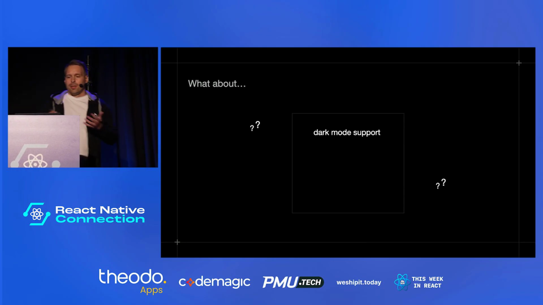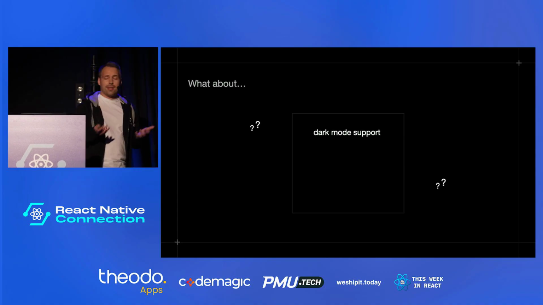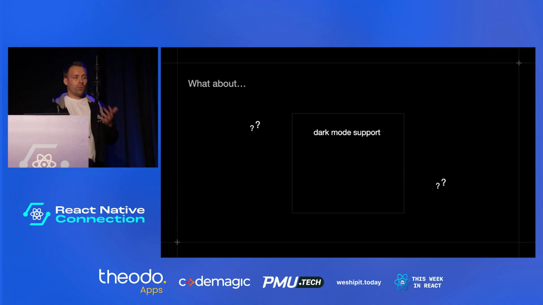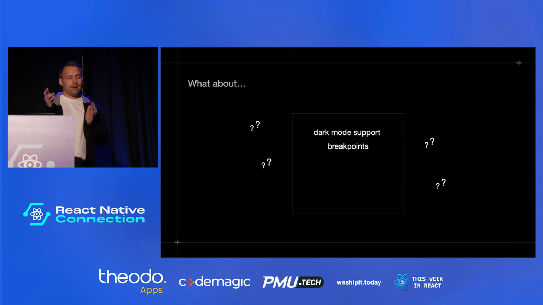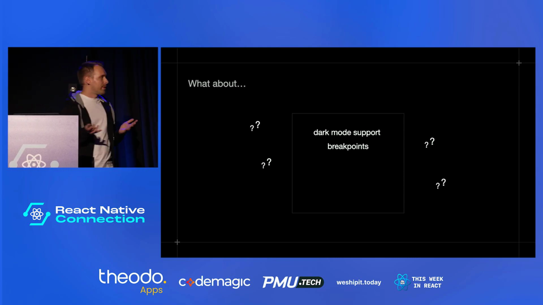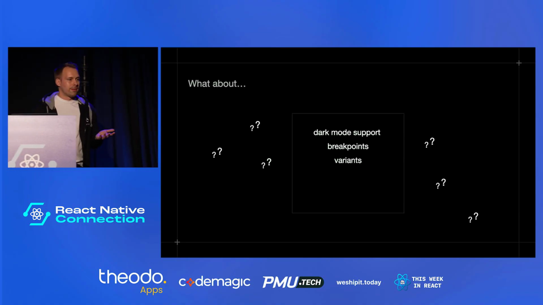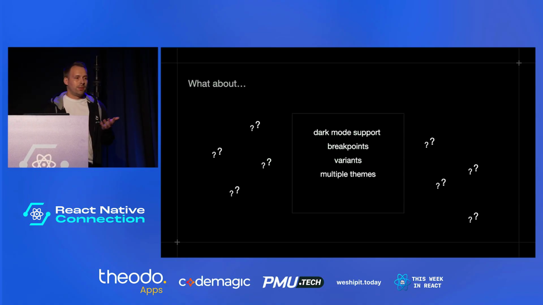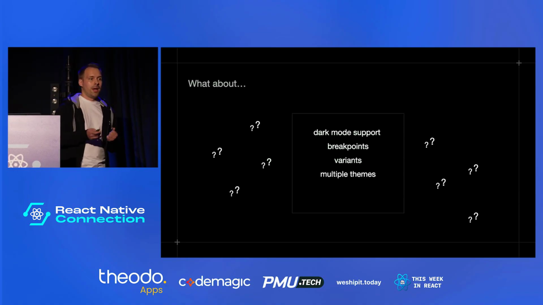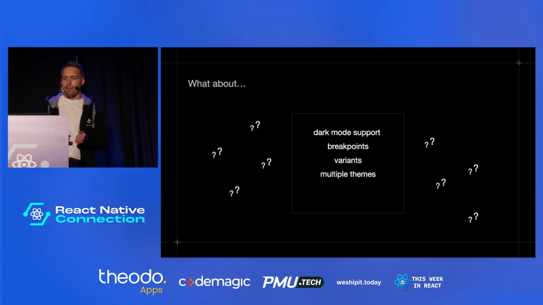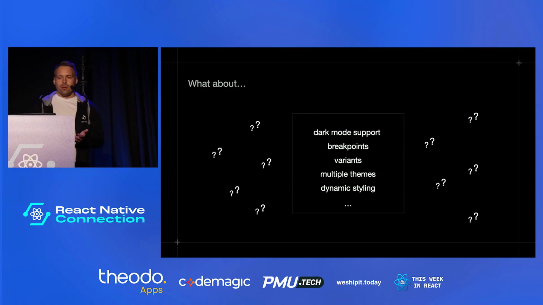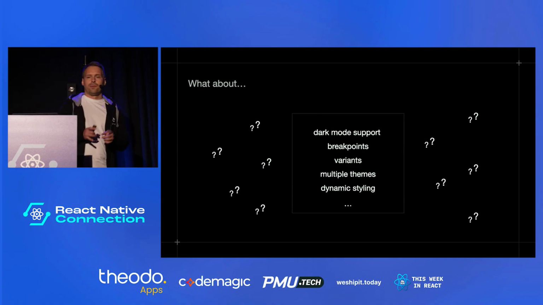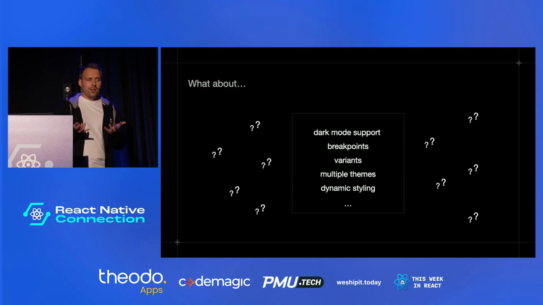Again, what about dark mode support? This is the obvious step when you want to build your native application. What about breakpoints? What if you want to target tablets? They have bigger screens. What about variants? What about multiple themes? What if you have like 10 themes and you sell some themes in your app? What about functions, dynamic styling, and so on? I'm pretty sure that everyone here faced this issue before.